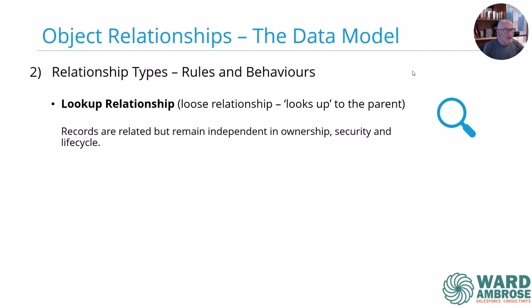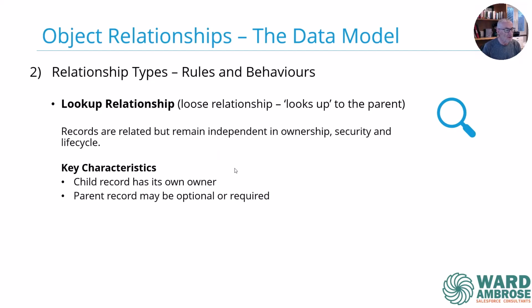The lookup relationship is a loose one, and the best way to think about it is that if you are on a record on a particular object that has a lookup relationship to another, then consider yourself to be looking up to the parent. It's a loose relationship. The records remain independent of each other in terms of ownership security. The child record has its own owner. The parent record may be optional or required. You could have a child record that actually you haven't got around to giving it a parent in the first place. It's just available if you wish to.